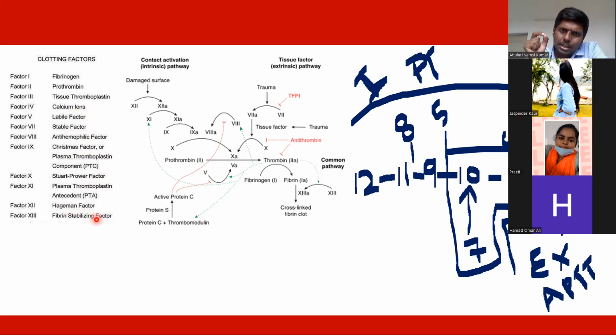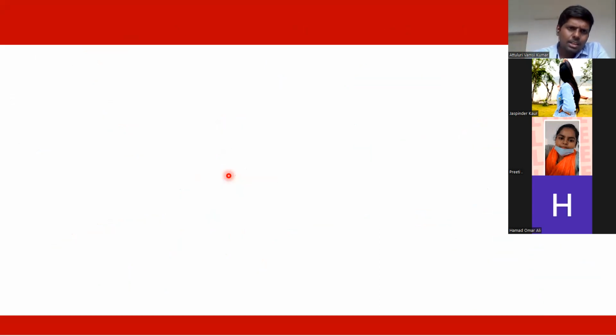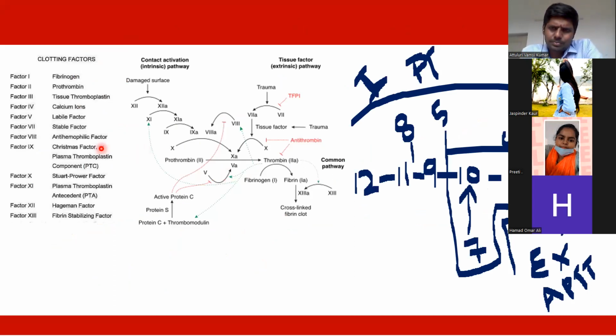Now I want to tell one important thing about high molecular weight kininogen. In the previous slide, we saw that exposed collagen and endothelial cells will secrete a substance. Okay, now this is called von Willebrand factor. This von Willebrand factor, it fell in love actually. Okay, it fell in love with one clotting factor, and that clotting factor is clotting factor 8.